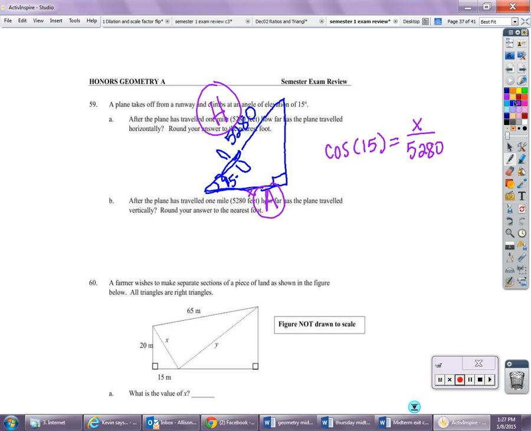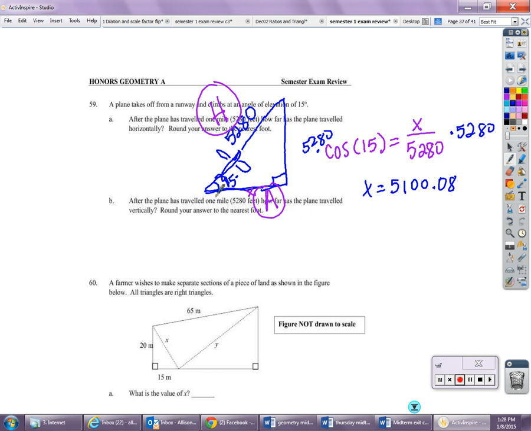5280, x is on top. Beautiful. To get rid of a divide by 5280, I'm going to multiply by 5280. Alright, so 5280 times the cosine of 15. The cosine of 15 equals, wow, big number, 5100.08. Okay, I just truncated, I didn't round. That's fine. Even though it says round your answer to the nearest foot, I would accept it.